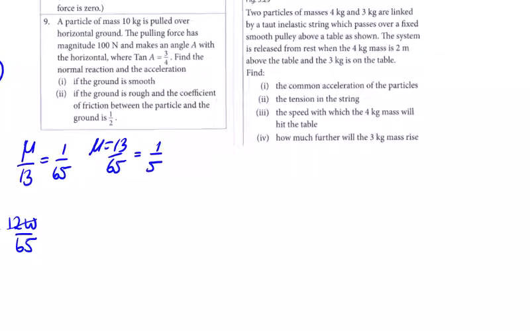Okay, number 9. A particle of mass 10 is pulled over horizontal ground. So let's have a look at drawing some forces here. Particle. Its mass is 10, so we've 10g. Is there an angle here? There is. So it's over your shoulder. We have our A. And the pulling force has a magnitude of 100 newtons. So I've got 100 newtons going in this direction.